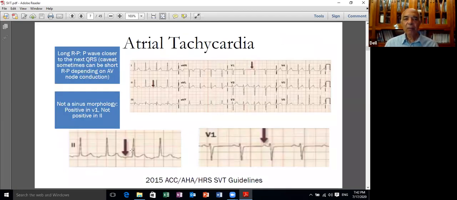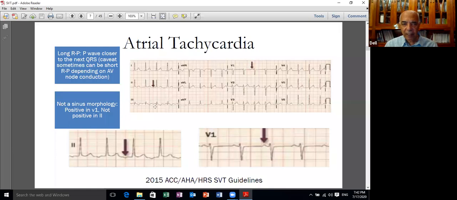Now, if you look at this electrocardiogram, this is a typical form of atrial tachycardia. It should be recognized because if it is missed as sinus tachycardia and not treated, it will end up with cardiomyopathy. So this is an important thing. As you see here, it's a narrow QRS complex tachycardia. But the important thing is that the P wave axis is abnormal.